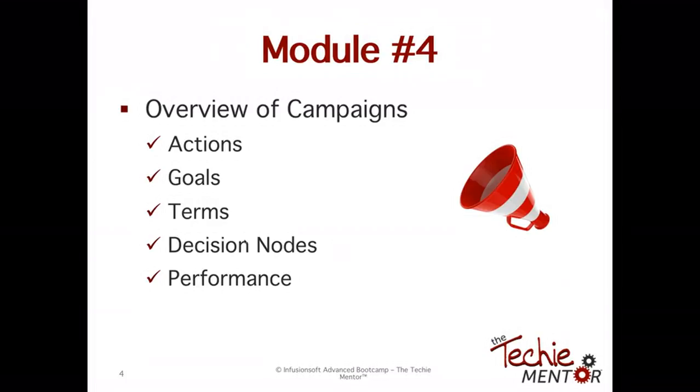Module 4 was all about campaigns. We looked at actions, goals, terms, decision nodes, and performance. And probably the biggest takeaway for campaigns is to have a roadmap, to understand the strategy and the funnel that your clients or yourself are using in order to get the most out of it. If a campaign is not working correctly, you need to look at the goals, because the goals may not be set up correctly or they may not be being met.